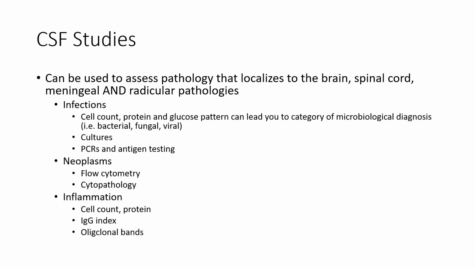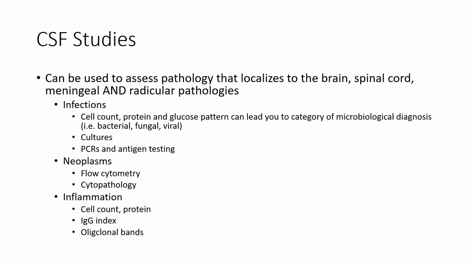So switching gears quickly to talk about our other studies, meaning CSF and serology studies. So CSF studies can be used to assess pathology that localizes to the brain, the spinal cord, the meninges, or the nerve roots themselves. And primarily we're thinking about looking for signs of infection, utilizing the cell count, protein, and glucose pattern to help us think about the category of microbiological diagnosis that we might be thinking about, meaning that a bacterial infection has a different profile than a fungal or viral infection.